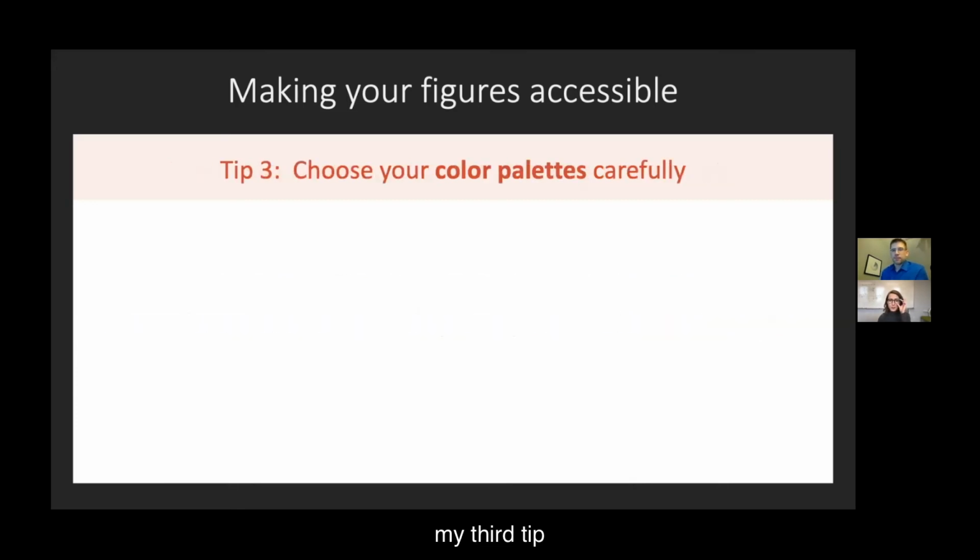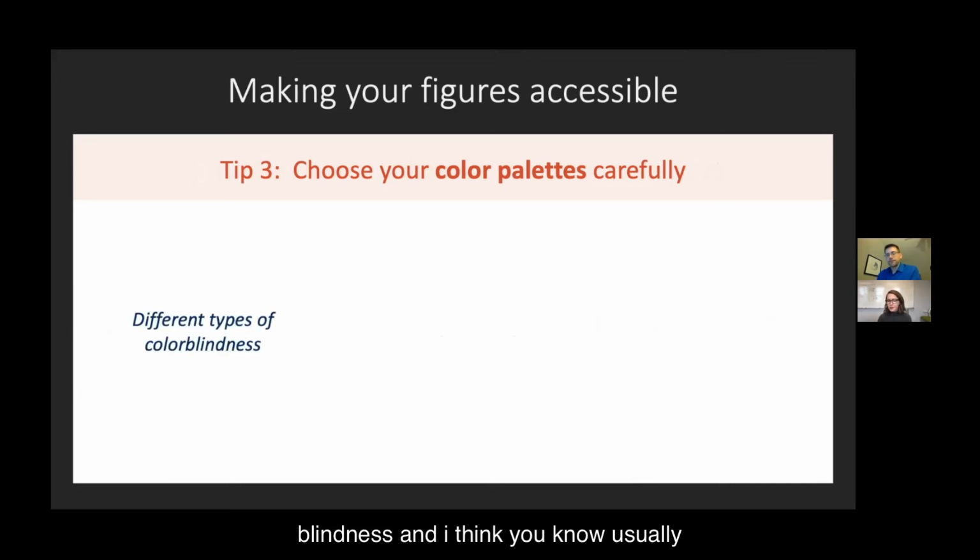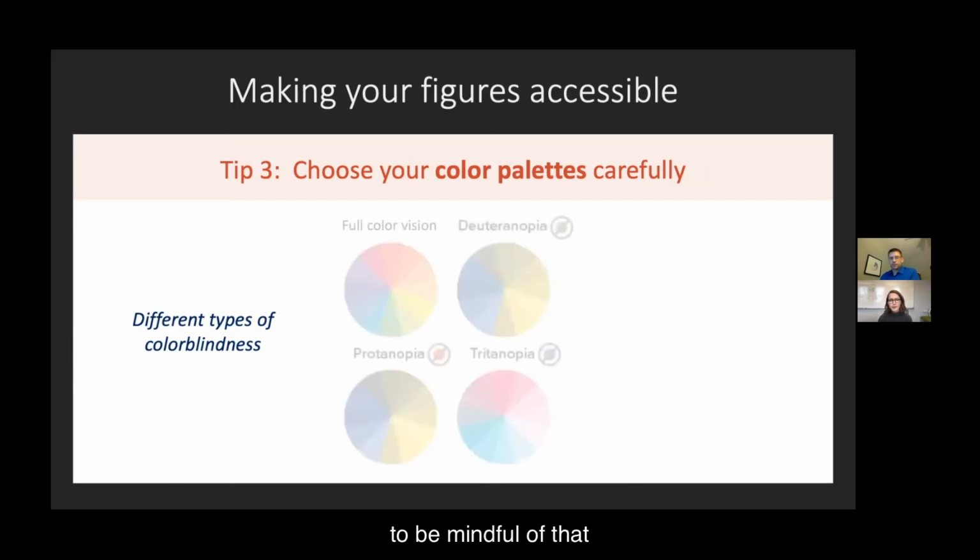My third tip is I would choose your color palettes carefully. And so this is being cognizant that there are those out there with color blindness and or vision loss. And there are different types of color blindness. I think, usually when we think of color blindness, we think of just red or green color blindness, but there are different types, and it's important to be mindful of that.